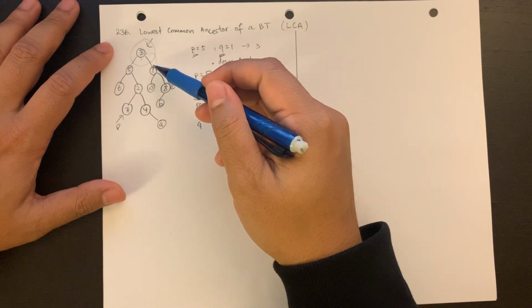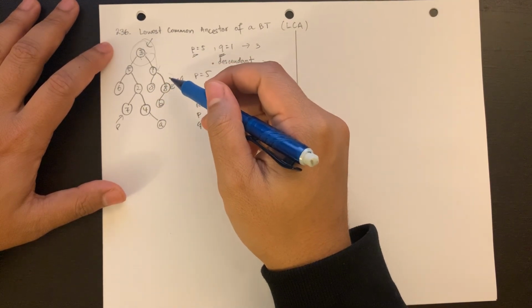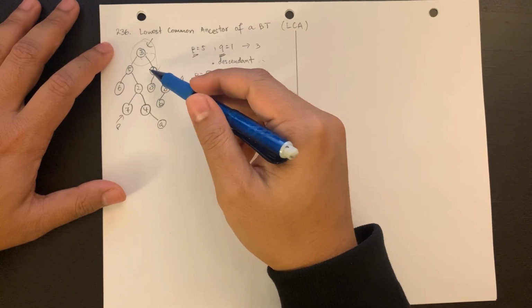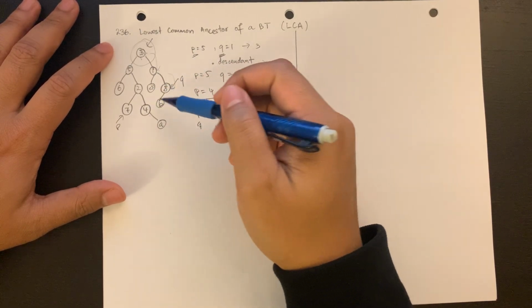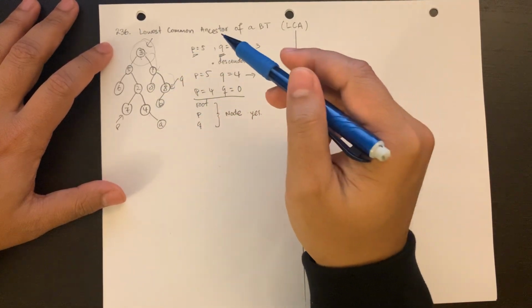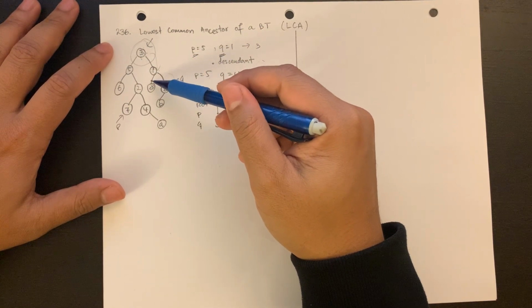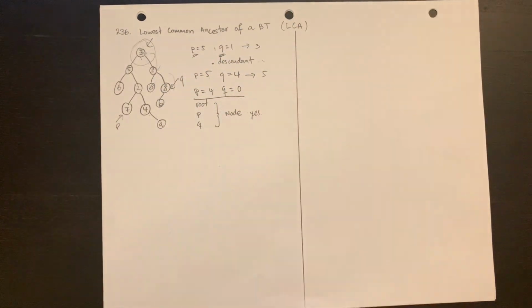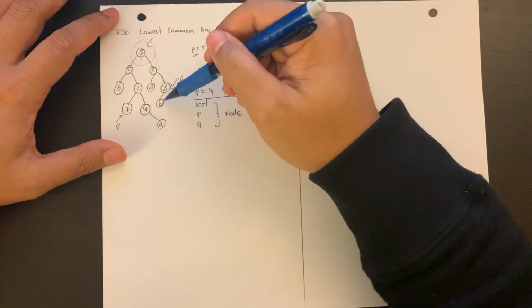However, in the case of 0 and B, the ancestor that connects the two nodes, 0 and B, would be 1. But 3 is also a connecting ancestor as well.